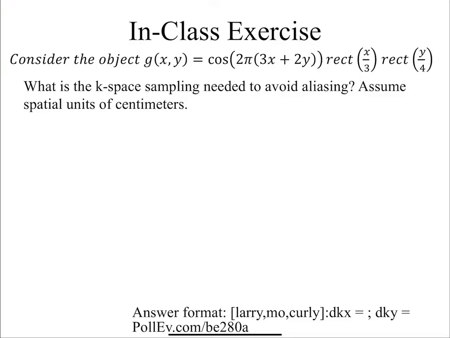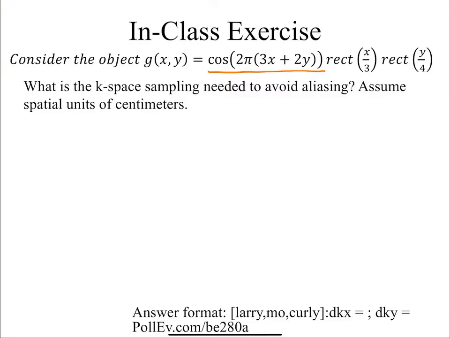Okay, let's take a look at this. There's about a 50% hit rate, so we should talk about this. So let's look at this object. First of all, do I need to worry about this cosine term? No, because it doesn't determine the extent of my object. So that's just meant to mislead you, right?